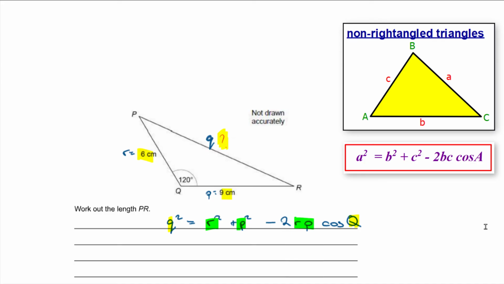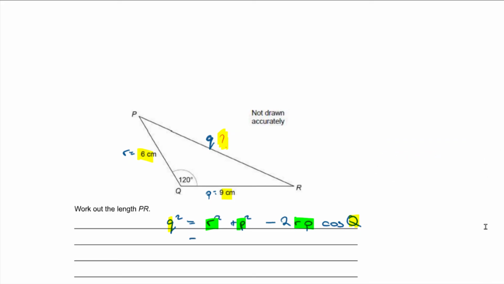Now, as I say, if you struggle to do that, then you can just relabel your diagram with A, B, and C, and then just use the form that they give you. But I prefer to just reformulate into the triangle that I've got. Then I can substitute in, so r is 6, so that's 6 squared plus p squared, which is 9 squared, minus 2 lots of 6 lots of 9, cos q, which is 120. Right, so what's that then?